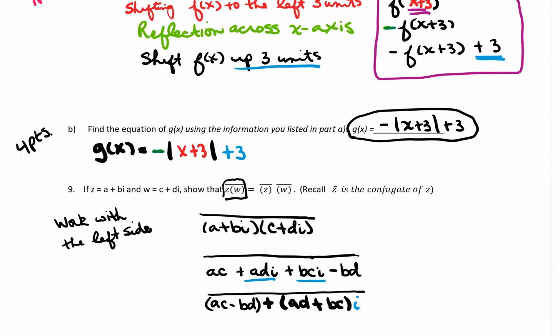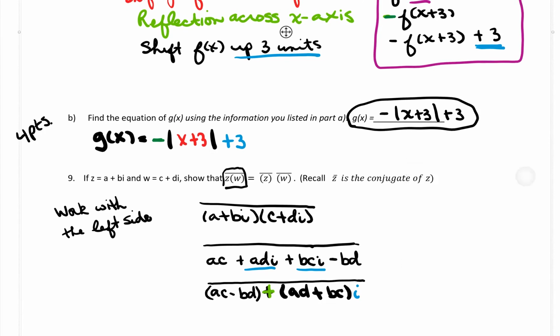Well, the conjugate, what is that saying? This bar is telling me to take the conjugate. So that's telling me to change the sign between my real part and my imaginary part. And so if I do that, I can drop that horizontal line above, and that's going to give me AC minus BD. Now it's going to be minus the imaginary part, which was (AD plus BC) times I.